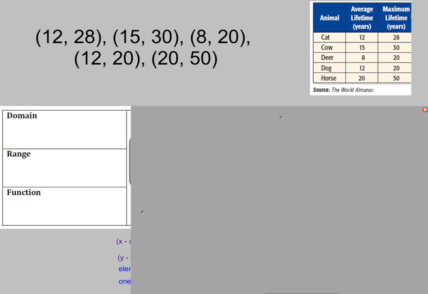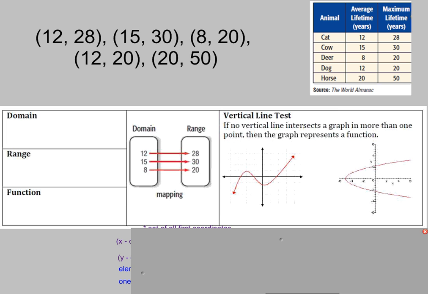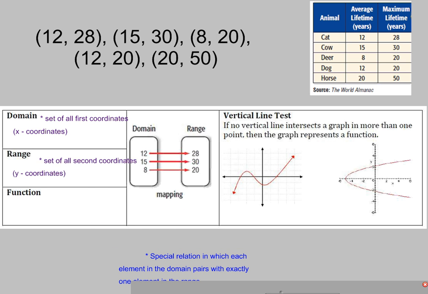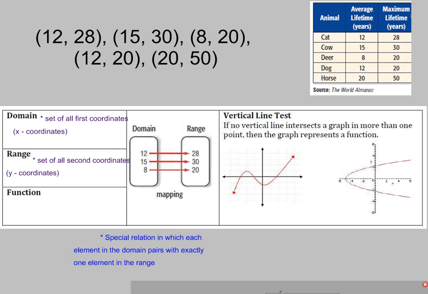So if you take a look up at the top, that's what I got. Okay, those are your ordered pairs. So now take a look here. Your domain is going to be the set of all first coordinates. Those are going to be your x values. Your range is going to be the set of all y values. Okay, and the way you think about that is that domain goes in, range comes out.